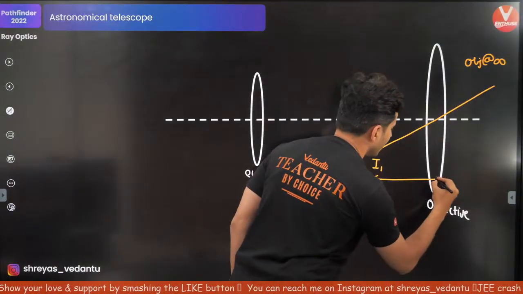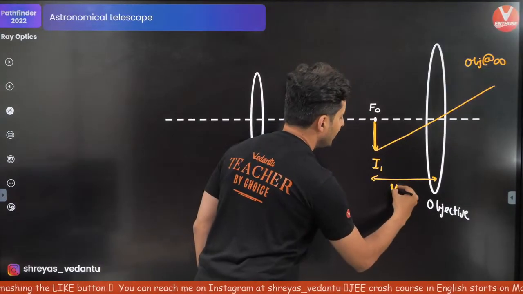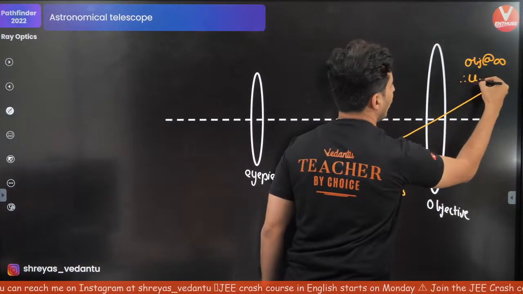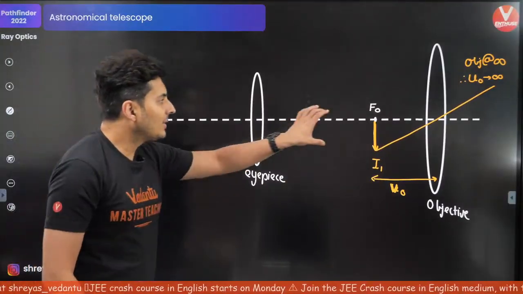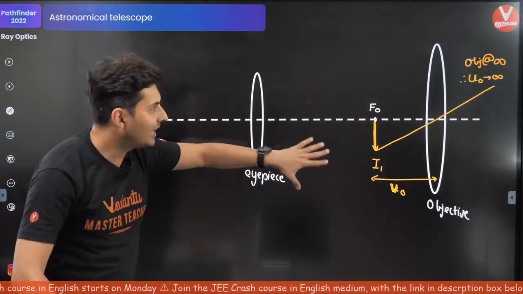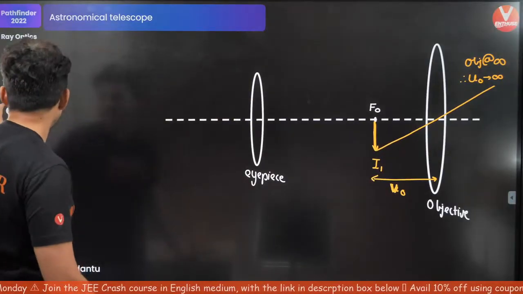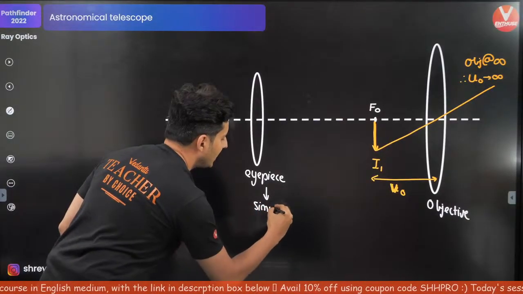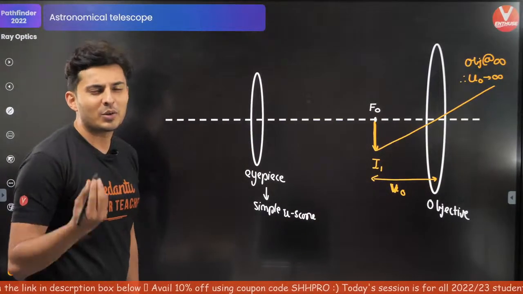And this distance, I can also call it VO. So this is VO, and you can see over here UO is basically infinity. This is VO. Now this image is amplified, magnified, thinking as if it is an object and this is a simple microscope. So the eyepiece is nothing but going to act like a simple microscope. And we all know what does a simple microscope do?